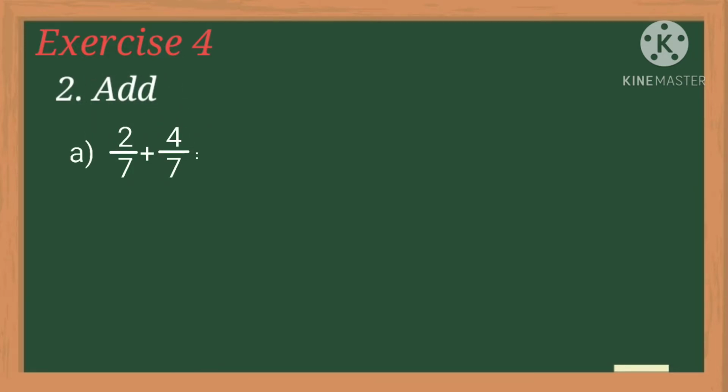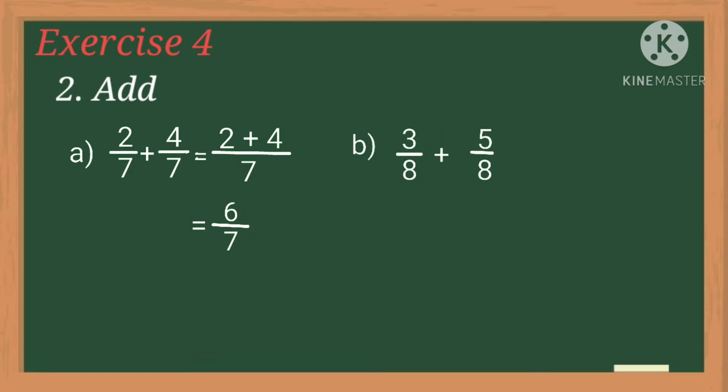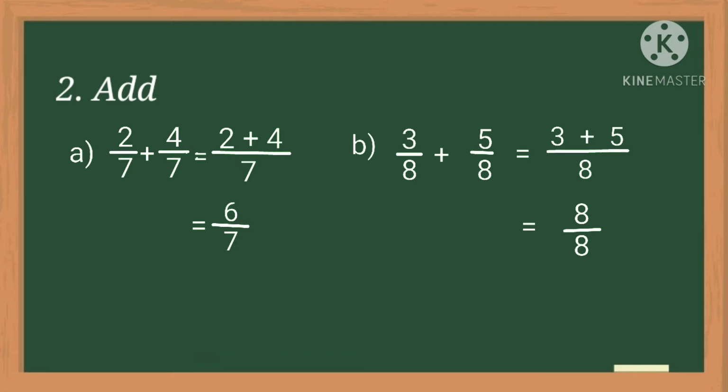Similarly, here the fractions are directly given. 2 plus 4 is 6 by 7, and in the second one the numerators are 3 plus 5 which is 8 by 8 is the addition.